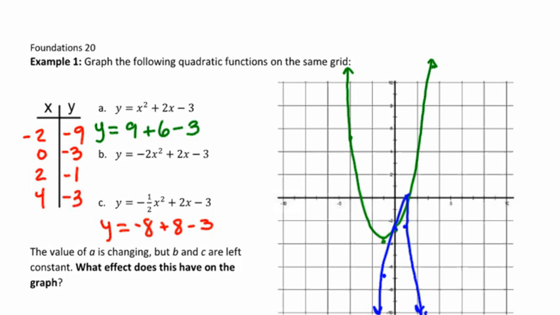So we just need to plot those points, and we'll do some comparison. So negative 2 and negative 9, 0 and negative 3, 2 and negative 1, 4 and negative 3.